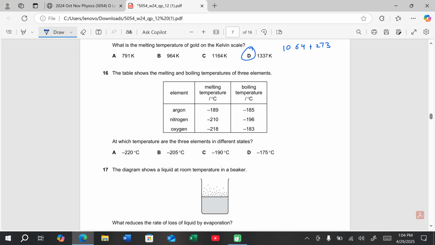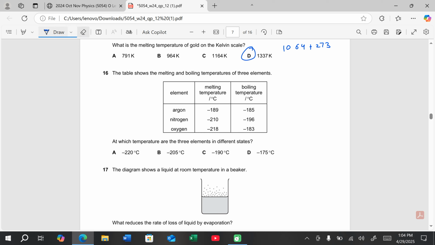The table shows the melting and boiling point of the three elements, argon, nitrogen and oxygen. At which temperature are the three elements in different states? Now here we're going to try a hit and trial. At A, which is minus 220, argon is solid, and at minus 220 nitrogen is solid as well, so they are not in different states. So A is wrong. Let's move on to B.